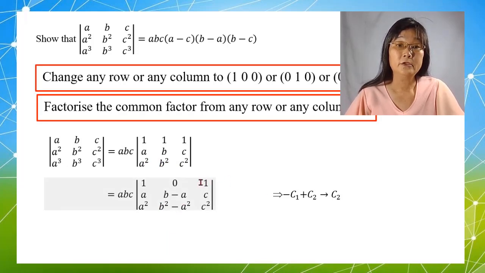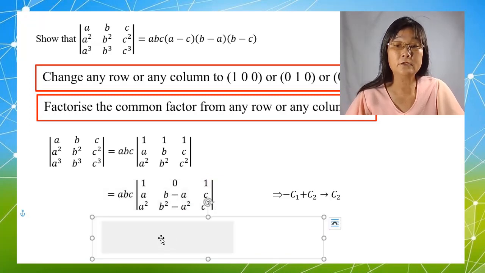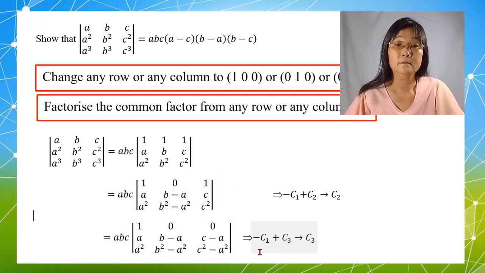Then to change the first number in the third column into 0, I multiply the first column with negative, then add to the third column. So negative 1 plus 1 is 0. Negative a plus c is c minus a. Negative a squared plus c squared is c squared minus a squared.